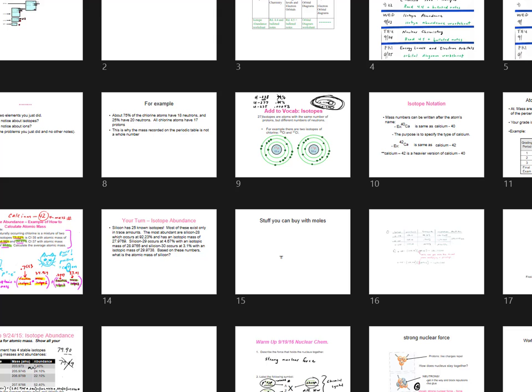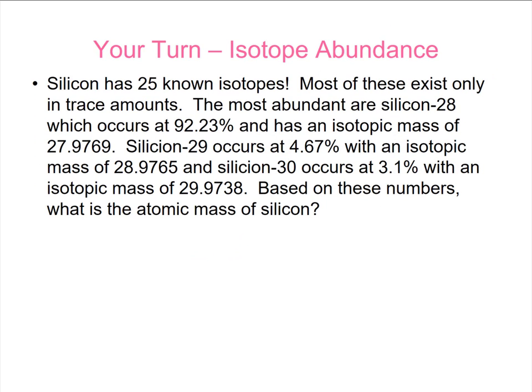Let me go to this one here, and this is one for you to try. Okay, it says silicon has 25 known isotopes. Most of those are trace amounts, so it's almost immeasurable. That's how low they are. So it says the most abundant are silicon 28 at 92.23%, and silicon 29 at 4.67%, and silicon 30 at 3.1. So based on these numbers, what's the atomic mass of silicon?